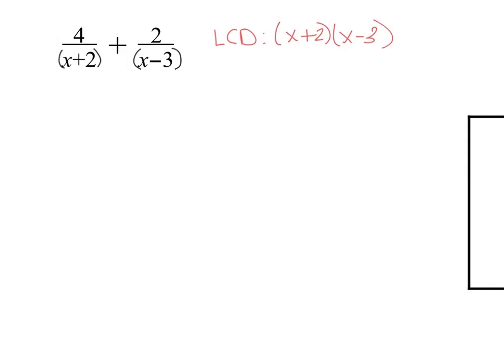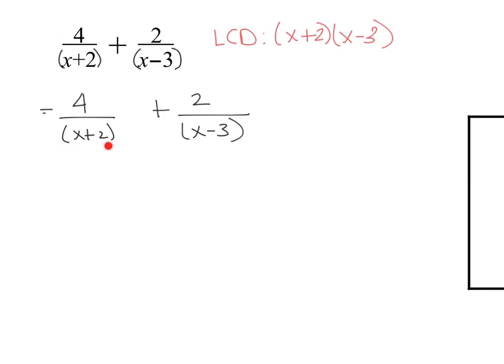So I'm going to quickly rewrite this just so that I have enough room. And I'm just going to put a space between the fractions. So we have x minus 3. So the nice thing is because we made the lowest common denominator the product of both of these denominators, we can just ask ourselves, what do we have to multiply this denominator by to make this the LCD?